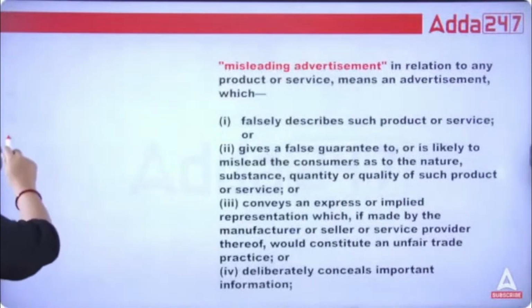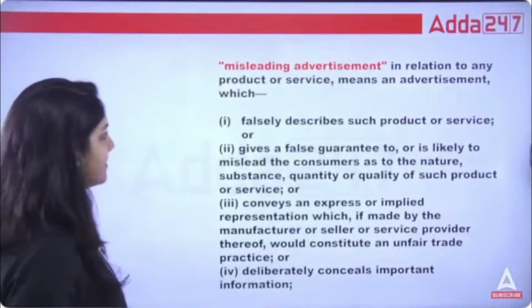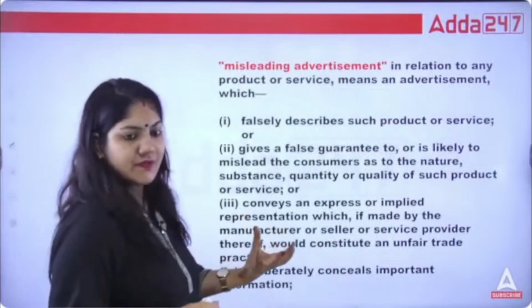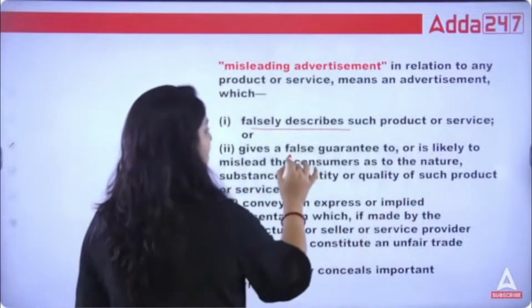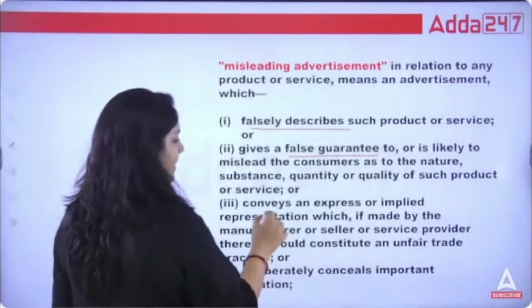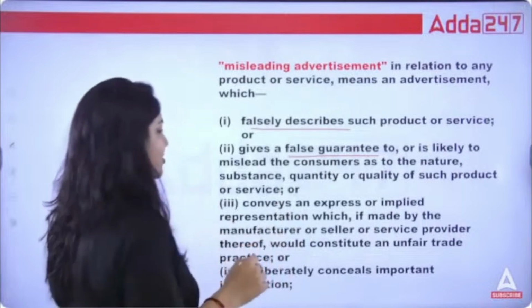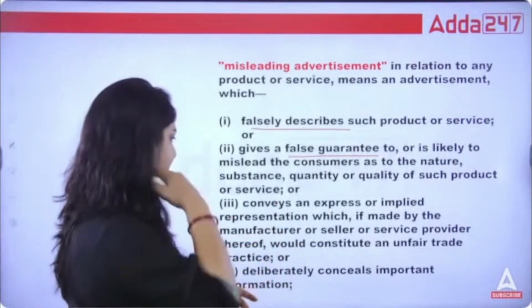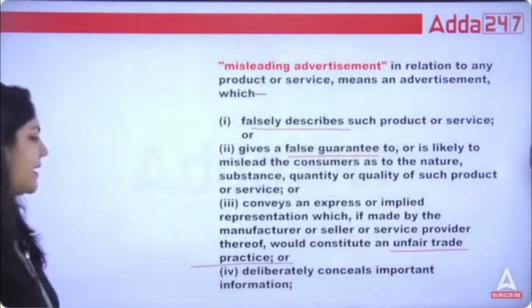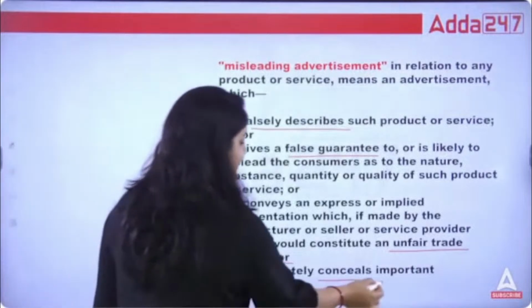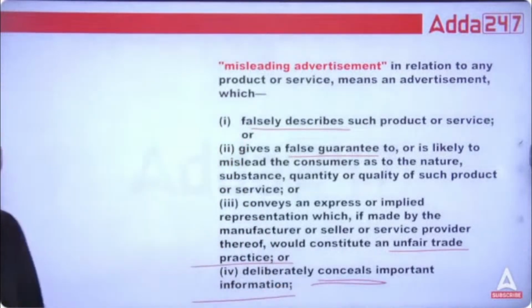What is misleading advertisement? Misleading means that if any goods and services we are purchasing are falsely described, false guarantee, or convey express or implied representation which if made by the manufacturer, seller, service provider would constitute unfair trade practice, and deliberately conceal. Conceal means to hide the important information. This is called misleading advertisement. That is important.